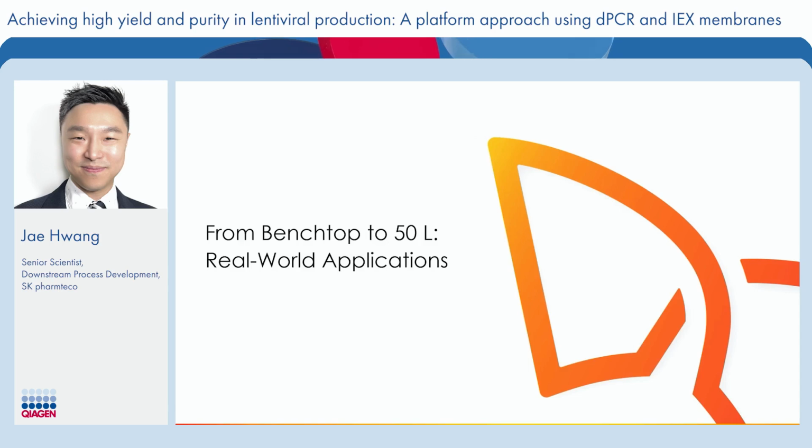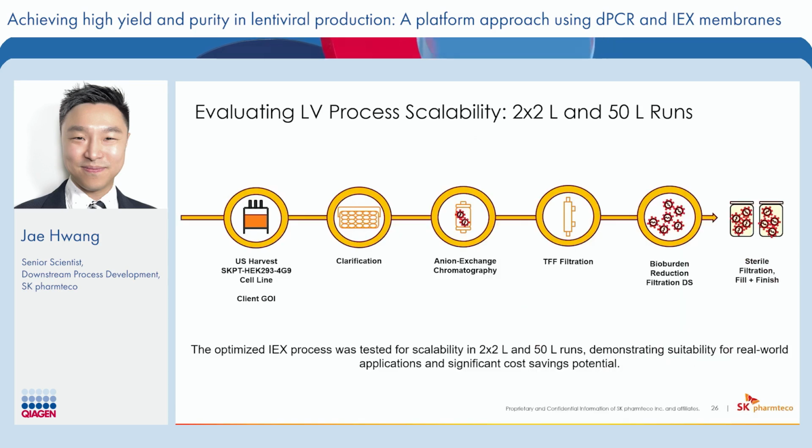50-liter scale. To evaluate the scalability of our Lenti platform process, we conducted runs starting from 2 by 2 liter scale and then progressing to a 50 liter scale. For these runs, we utilized our HEC29349 cell line and incorporated a client-provided gene of interest.